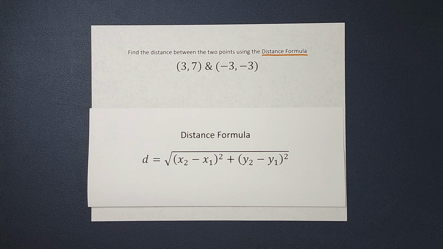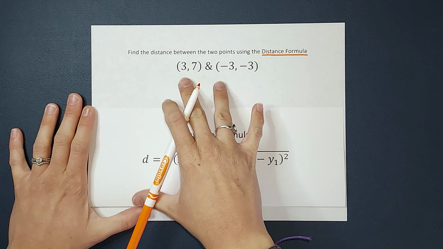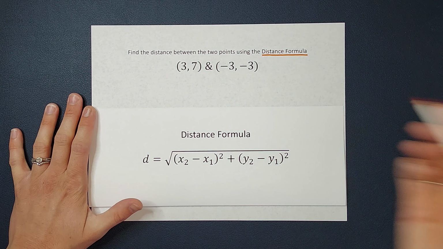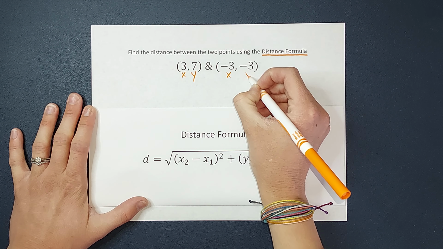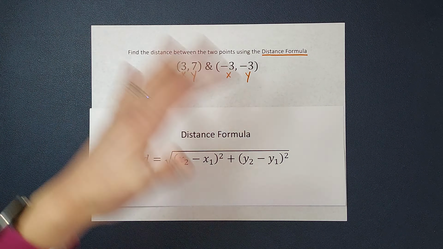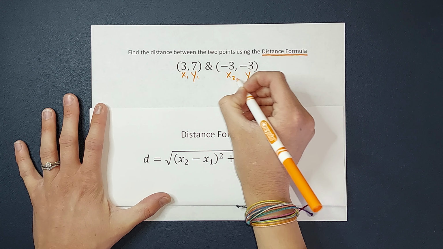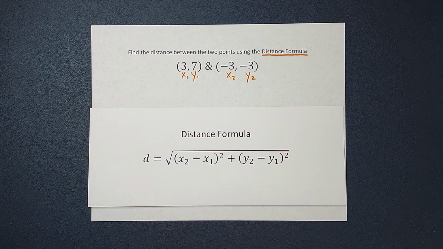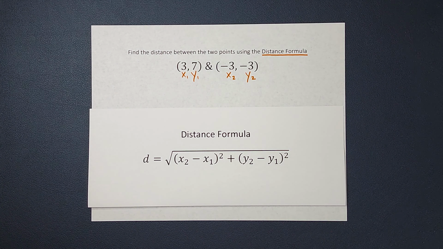So first thing I want to do is label my points. Whenever we have an ordered pair, the first number is x, the second number is y. So I've got x y, x y, and then I just decide which one is my ones and which one is my twos. So we're going to have these ones be the ones and these ones be the twos. So I've got my x's and y's labeled. Now I just get to fill this in and simplify it.